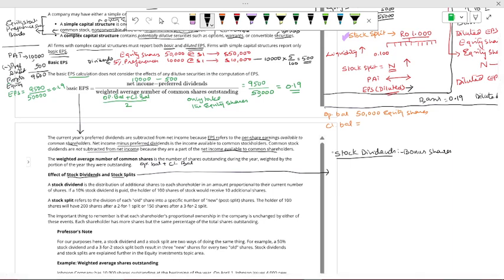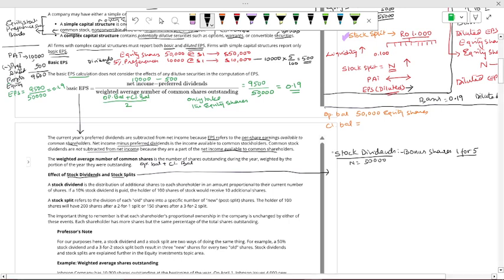Now, they will say 1 for 5. They'll just mention 1 for 5. It means 1 bonus share for every 5 shares you are holding. If you have 5 shares, you are eligible for how many shares? 1 share. Now, how many shares are there? The number of shares is 50,000.